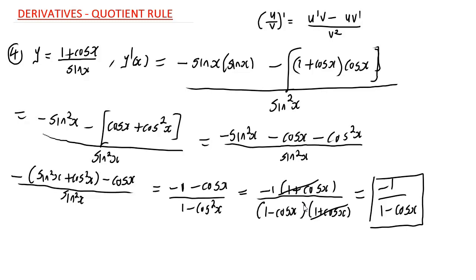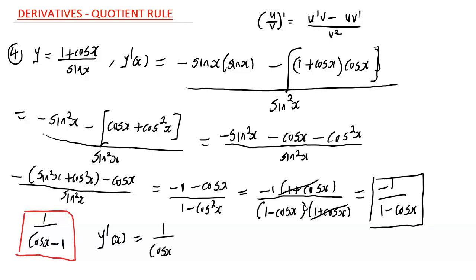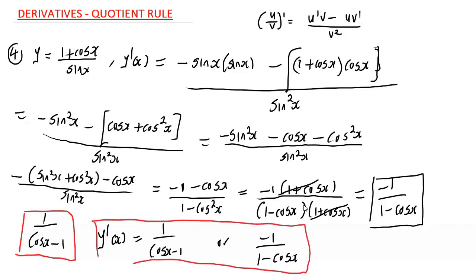Or if you want to simplify this further, you can also write your answer like this. If you multiply the top and bottom with negative, this is going to be 1 over cosine s minus 1. You can also write your answer like this. Either one is acceptable. So the derivative y prime s is equal to 1 over cosine s minus 1, or negative 1 over 1 minus cosine s.